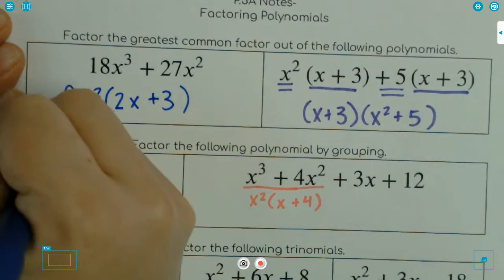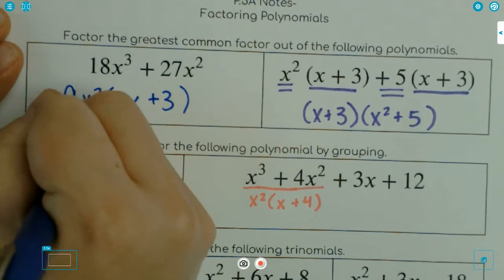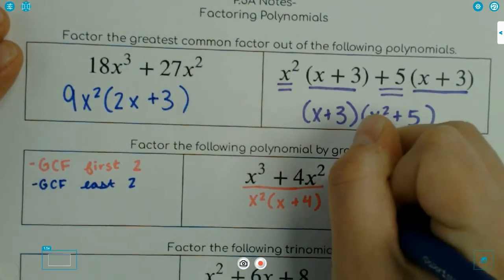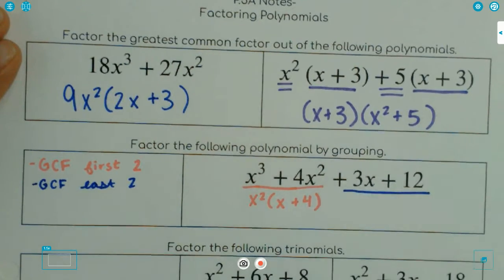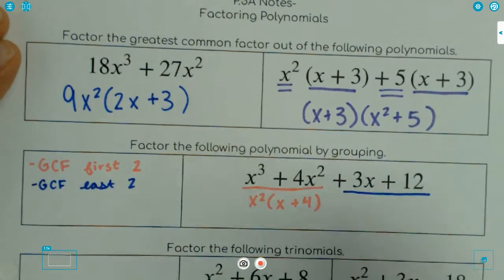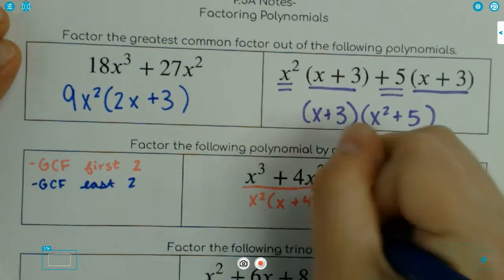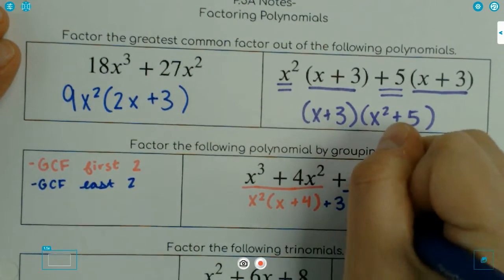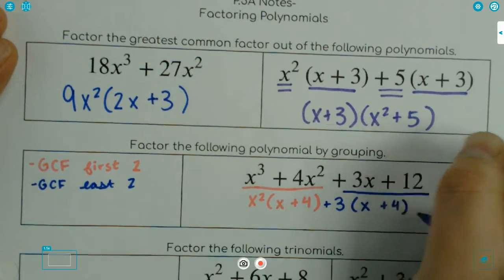Then I can pull the GCF out of my last 2 terms. So out of 3x and 12, I can divide those both by 3. 3x divided by 3 is x. 12 divided by 3 is 4.